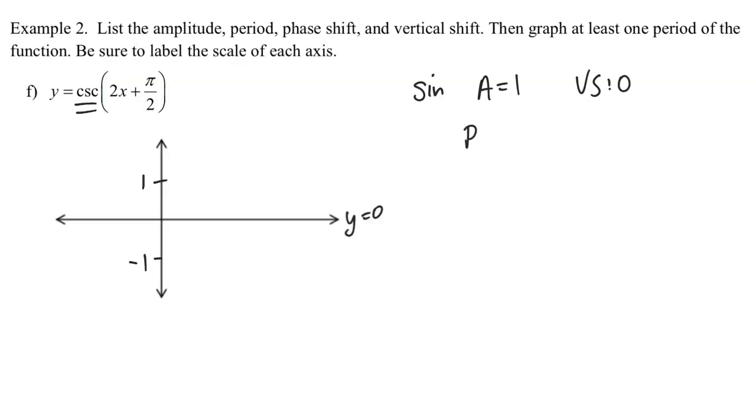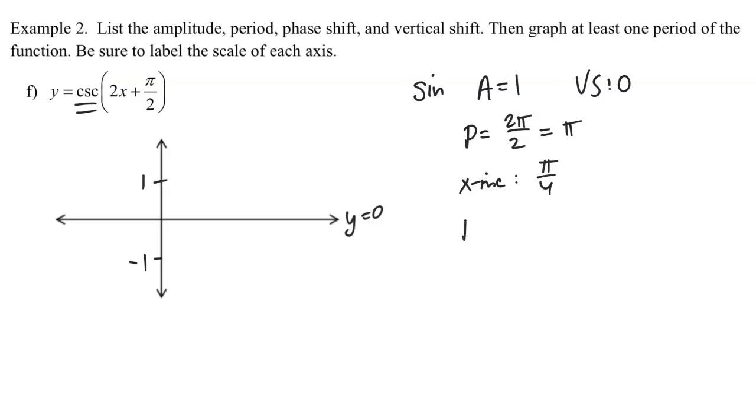The period is going to be 2 pi over b, so 2 pi divided by 2 in this case, which will reduce to pi. And that's helpful because it helps me find my x increment. And so period divided by 4 is just going to be pi over 4.